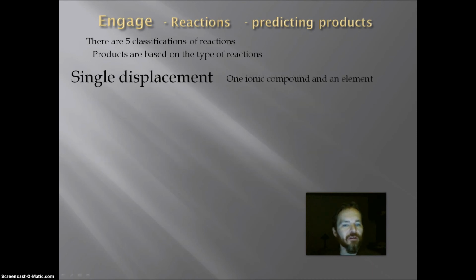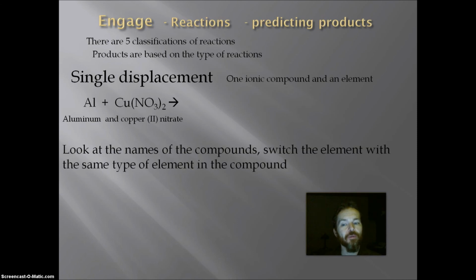Last type of reaction is a single displacement. A single displacement will have an ionic compound and an element. So this could be our reaction. Aluminum is an element, and copper 2 nitrate is an ionic compound. So this is going to be a single displacement reaction. To predict the products, again, you want to put everything into words, and the element will replace the same type of element in the compound. As I look at this, aluminum is a metal, so it will replace the metal in the compound. The metal in the compound is copper 2, so aluminum and copper 2 nitrate will make copper and aluminum nitrate.